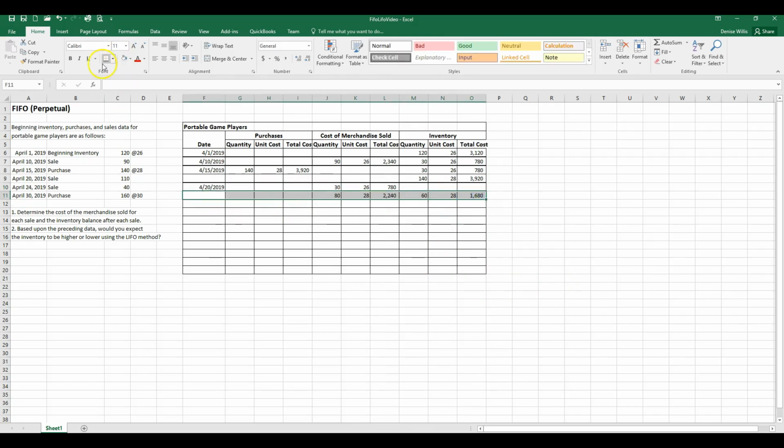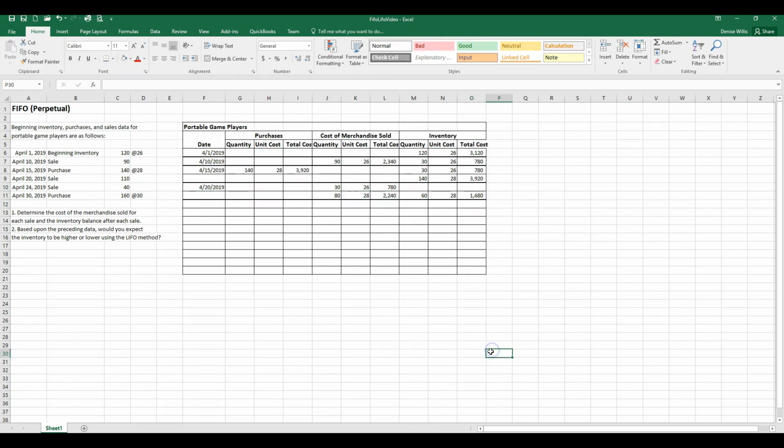So let me put a bold underline there. There we go. We handled 420. So now we're moving on to 424.